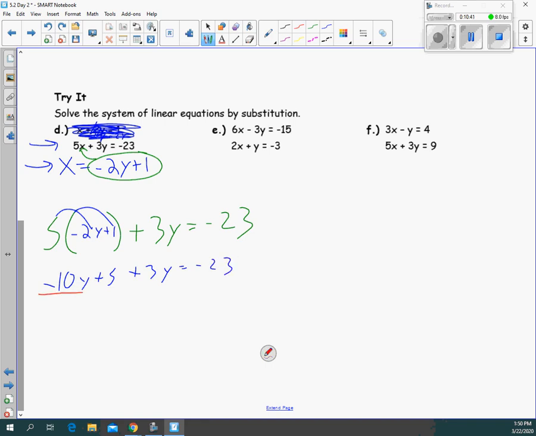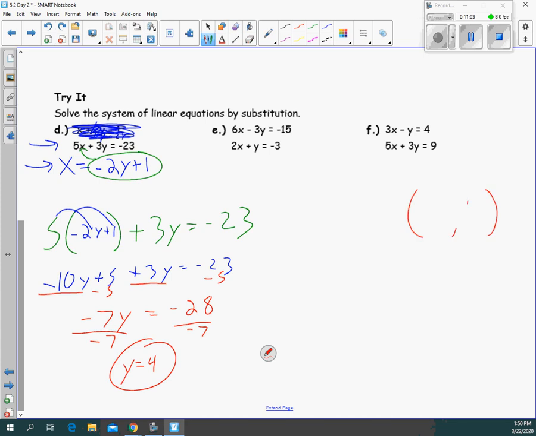Combining those like terms, looks like I got negative 7y. And I'm going to just minus 5 right here. Negative 7y equals negative 28. Hopefully I can all see what the answer is going to be. A nice integer for us there. Y is equal to 4. Okay? I'm going to come out to the side and write my answer there. Y is 4. That's the second point, because if you remember, we got x comma y in our answer.